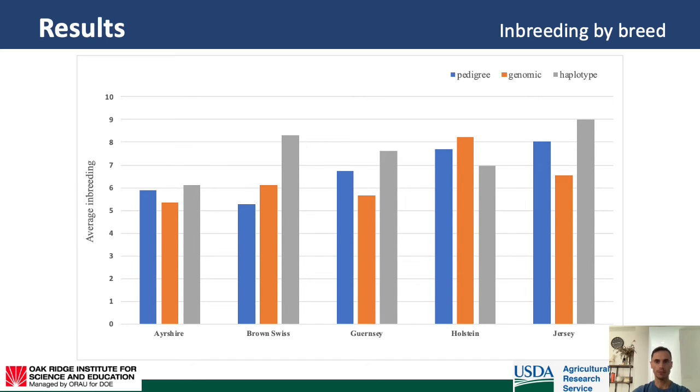Here we have different inbreeding values estimated by breed. The blue bars are representing pedigree, and the orange and gray bars are genomic and haplotype inbreeding. The Jerseys had the highest pedigree inbreeding, followed by Holstein, and last, the Brown Swiss had the lowest value. On the genomic inbreeding, Holstein were the highest, followed by Jerseys, and lastly, Ayrshires had the lowest values. And for haplotype inbreeding, Jerseys were the highest, followed by Brown Swiss, and the lowest again for Ayrshires.